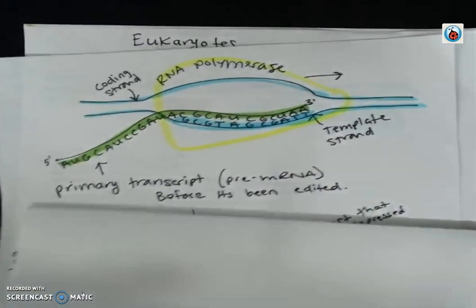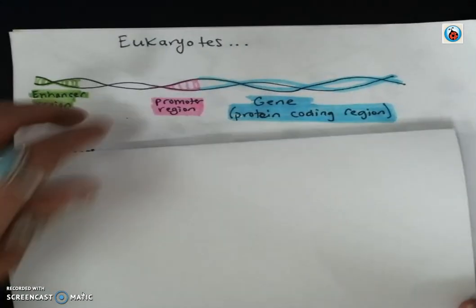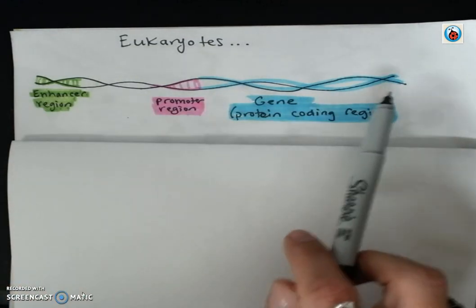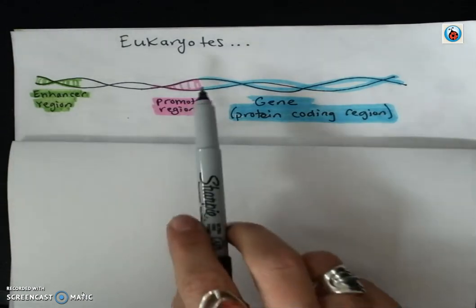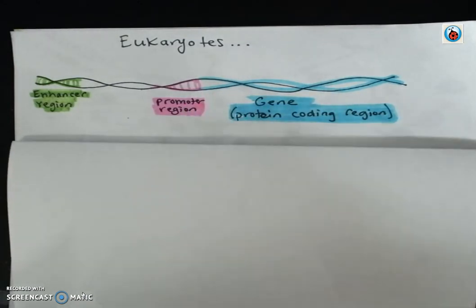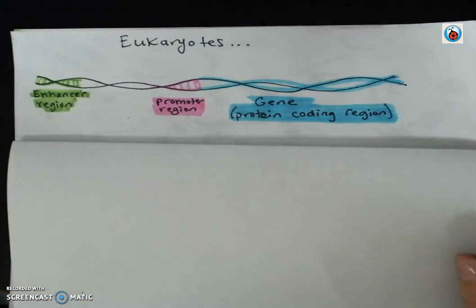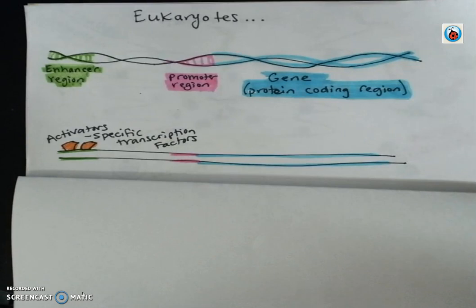Now let's look at how this starts in eukaryotes. To start transcription, eukaryotes regulate when they express their genes. In our DNA, we have promoter regions. That is where RNA polymerase attaches to begin transcription, right by our protein coding region. Way far upstream, we have an area called the enhancer region. The enhancer region is where very specific activators attach.